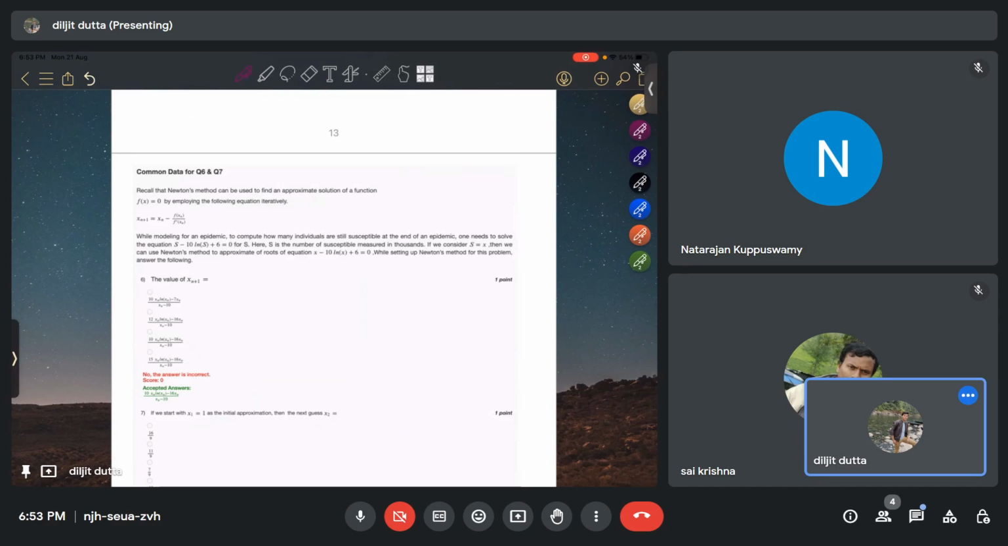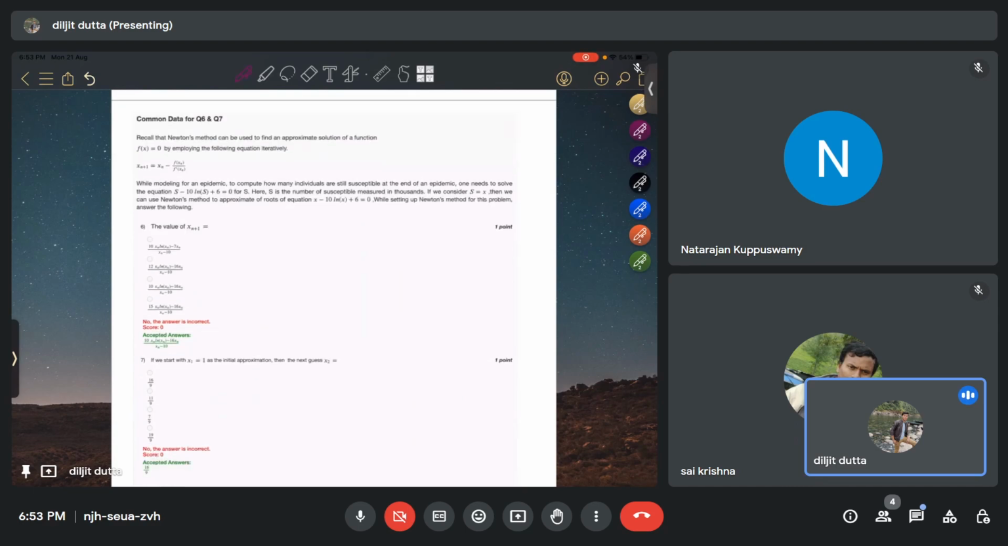Okay. Recall that this is again a conceptual problem. Newton's method can be used to find an approximate solution of a function f of x equal to 0. We have already seen that to get a root, we take x n plus 1 equal to x n minus f of x n by f dash of x n. While modeling an epidemic, to compute how many individuals are still susceptible at the end of the epidemic, one needs to solve the equation s minus 10 ln s plus 6 equal to 0 for s. Here, s is the number of susceptibles measured in thousands. If we consider s equal to x, then we can use Newton's method to approximate the roots of the equation x minus 10 ln x plus 6 equal to 0.